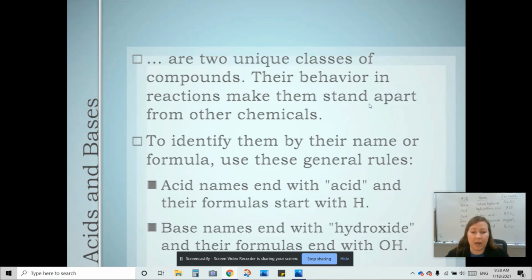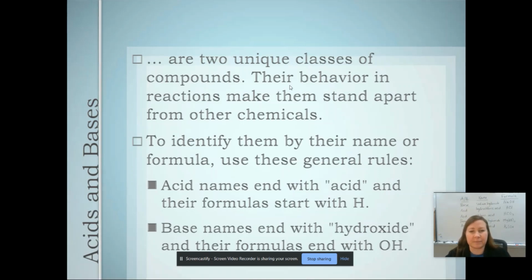Base names end with the word hydroxide, and their formulas end with OH. In fact, you can see behind me up here, we've got NaOH, and down here, it's backwards for me, we have Mg in parentheses OH 2. So it ends in OH even though there's a subscript number after it, sometimes.